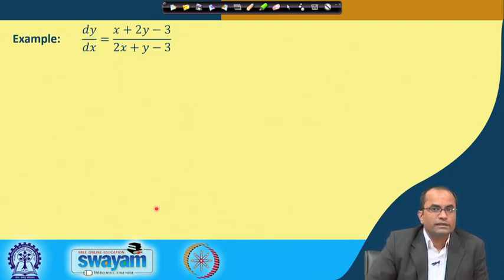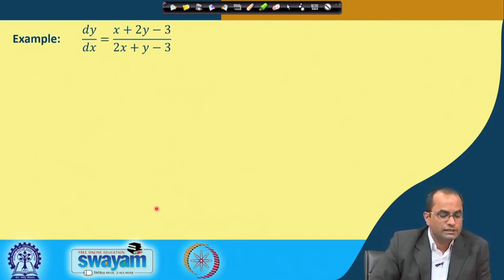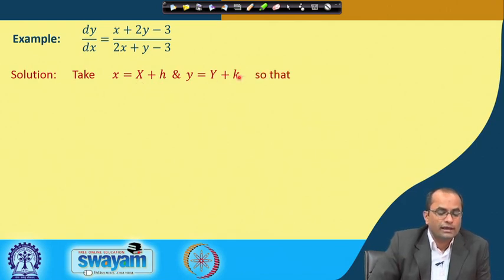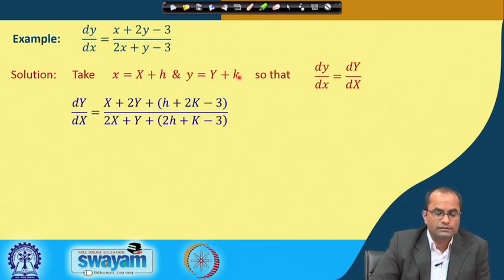So, let us do one example, the last one for today's lecture. Here we assume x is equal to big X plus h and y is equal to big Y plus k, and substitute in the equation as discussed before.